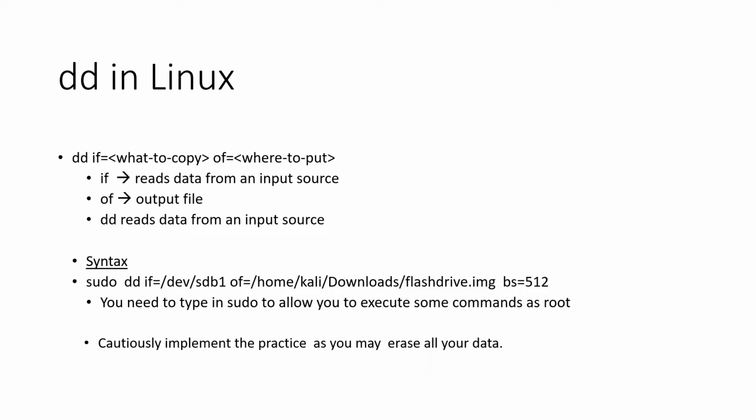dd reads data from the input source, which is specified with the if flag. So here what we are seeing is the input source. In our case, it's going to be the USB flash drive, and then dd will produce an output in which, in our case, we are actually transferring data from the input source to an output source, which is under the downloads folder in the Kali Linux operating system with 512 byte size default block chunks.